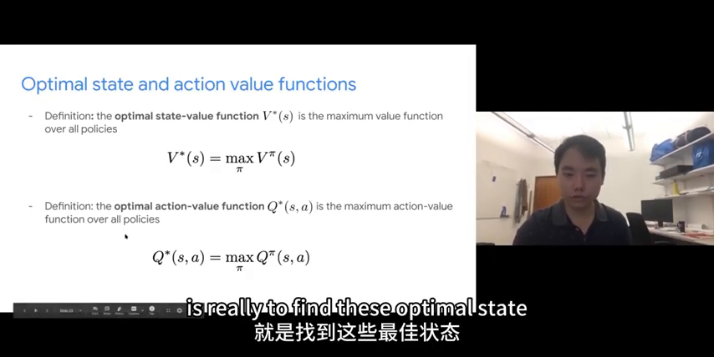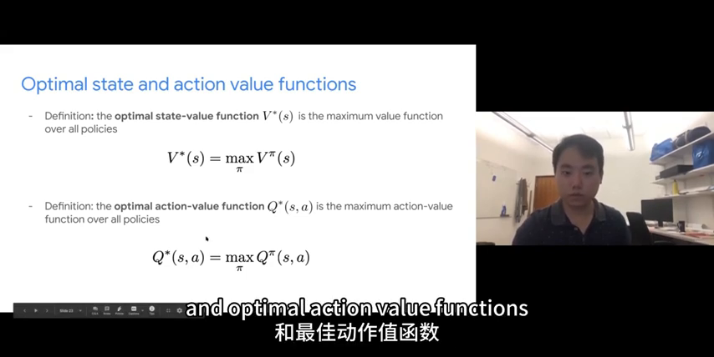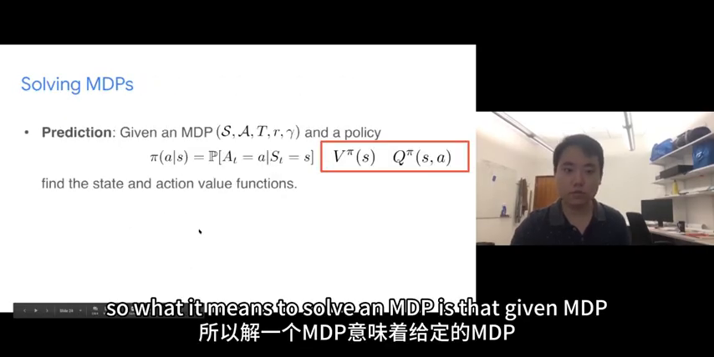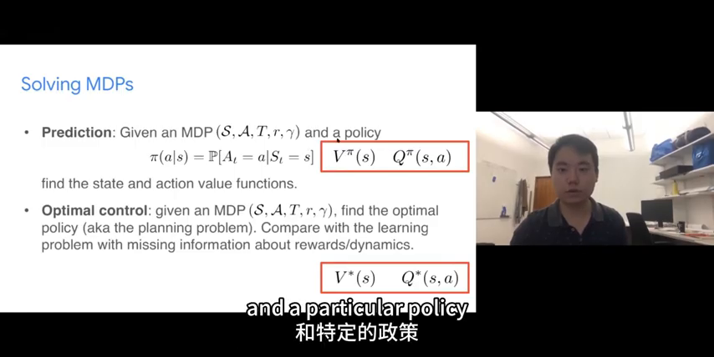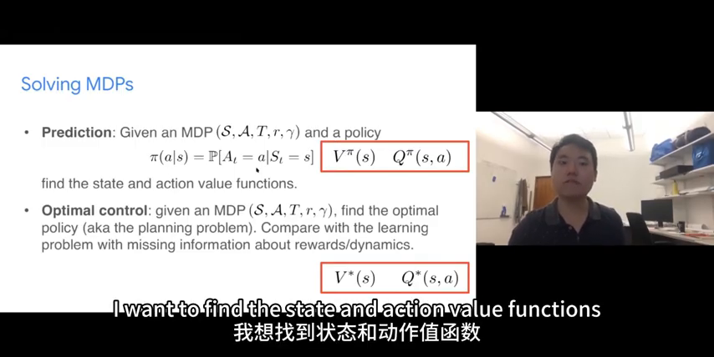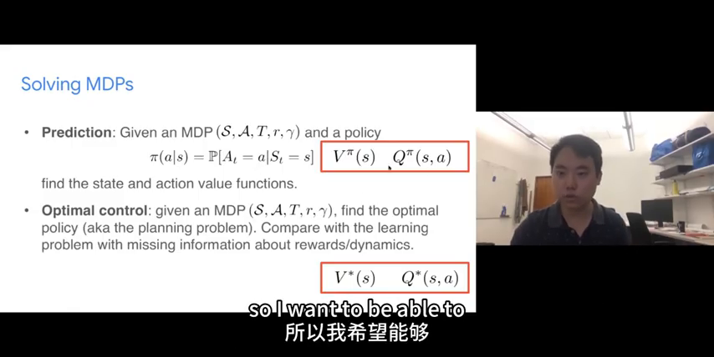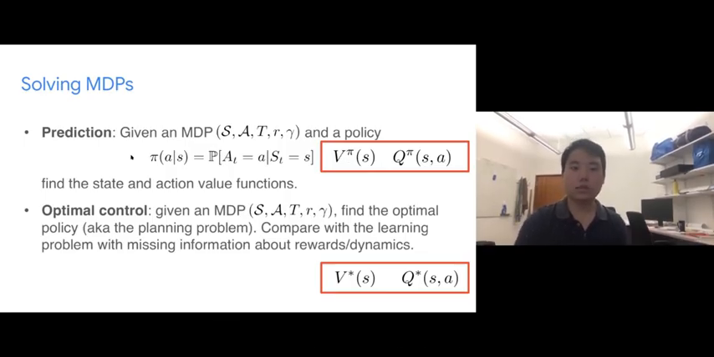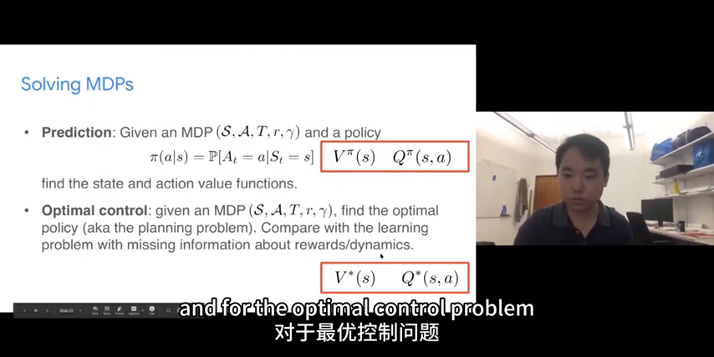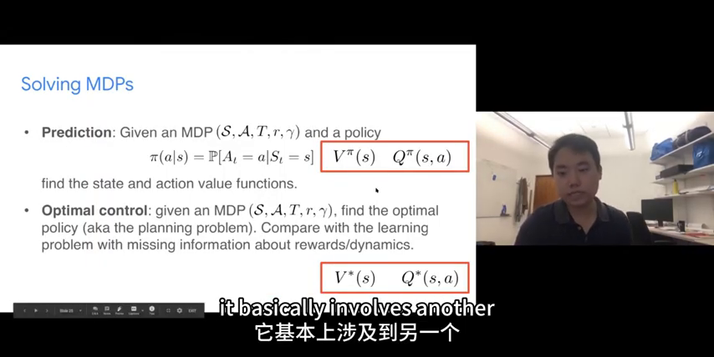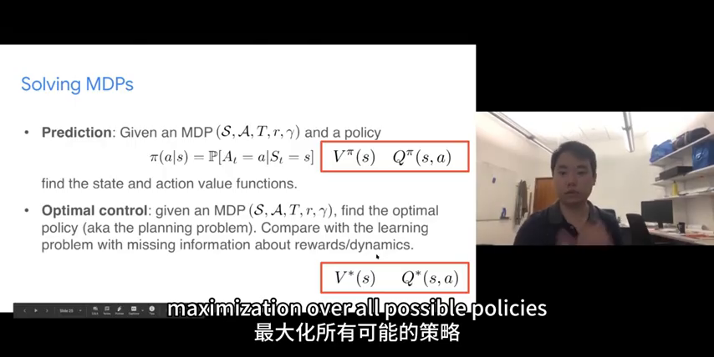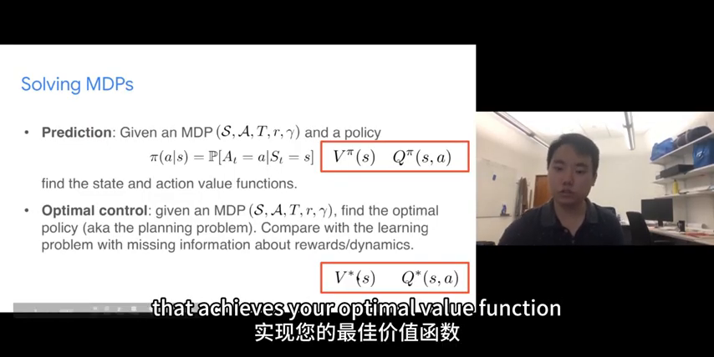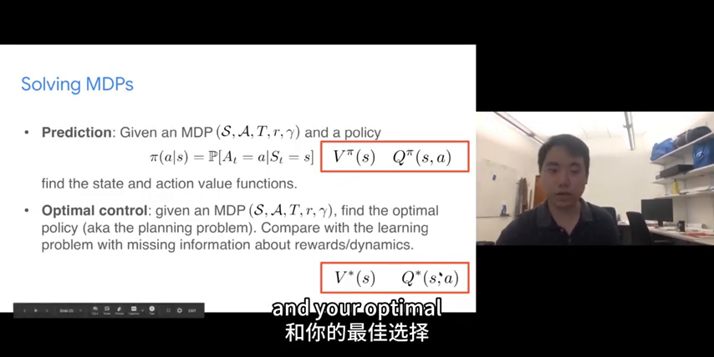So the goal of reinforcement learning is really to find these optimal state value functions and optimal action value functions. What it means to solve an MDP is that, given an MDP and a particular policy, I want to find the state and action value functions. So I want to be able to compute these two things for a given policy. And that's a prediction problem. And the optimal control problem is very similarly related. It basically involves another maximization over all possible policies. So this will involve finding the optimal policy that achieves your optimal value function and your optimal action value function.